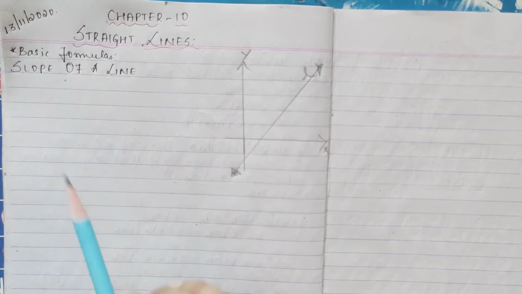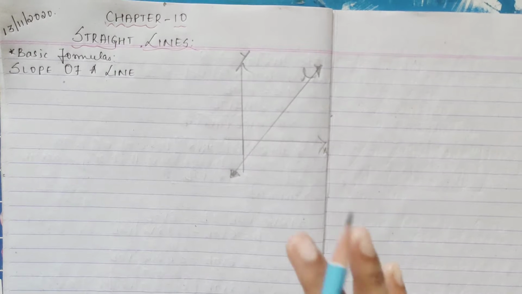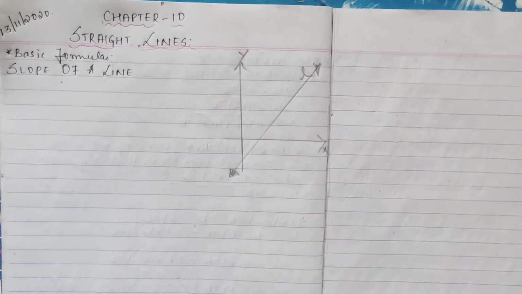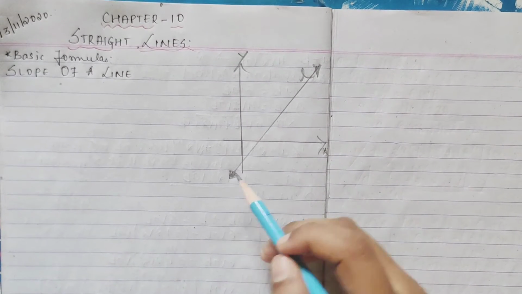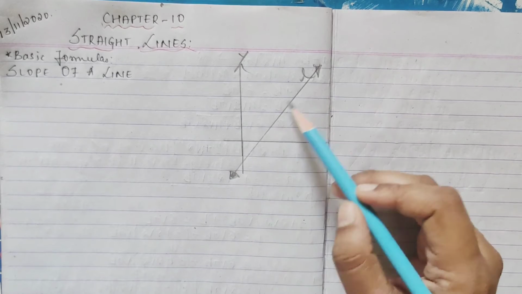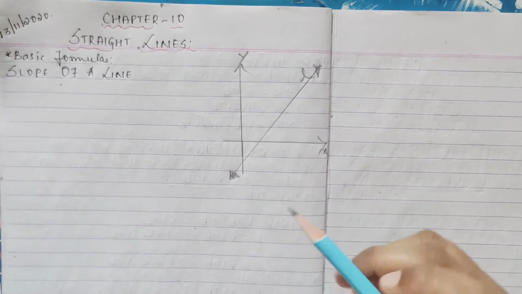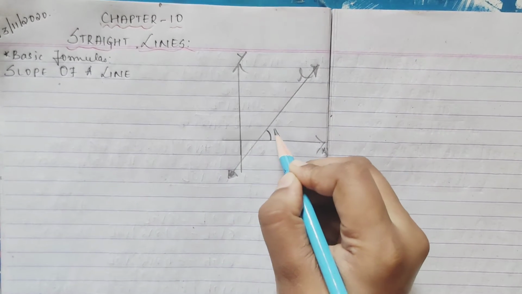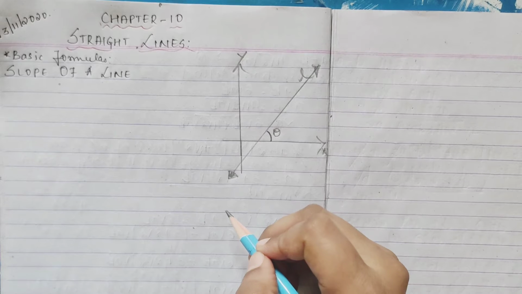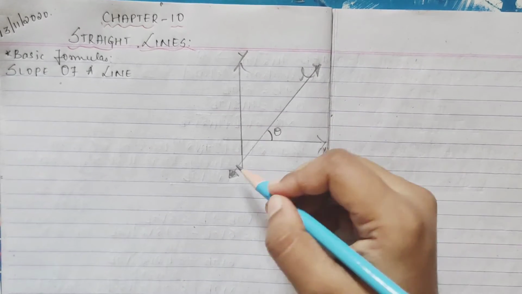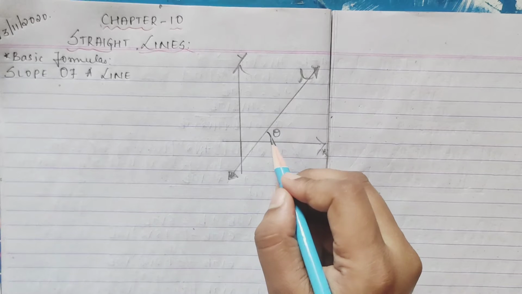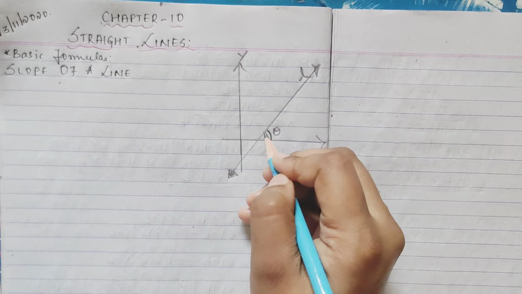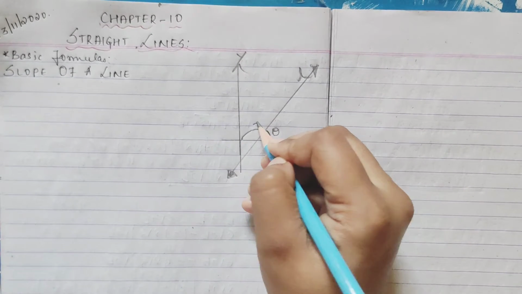Now we'll do the slope of a line. What is the slope of a line? Suppose on your coordinate plane, with x-axis and y-axis, I am taking a line L which passes through the x-axis. This line makes an angle theta along with the x-axis. If it makes an angle theta, this is called the inclination of the line. If this goes clockwise, it becomes theta; if it goes anti-clockwise, it becomes minus theta, right?